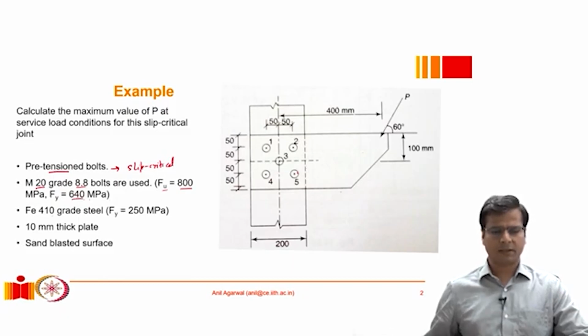The steel that this column and the bracket are made of is Fe 410 grade steel, which means it has a yield stress of 250 MPa and an ultimate stress of 410 MPa. The bracket plate is 10 millimeters thick, and the surface between the two plates offers very good friction, because both the plate and the column surface are sandblasted. Sandblasting gives a very high level of friction resistance.